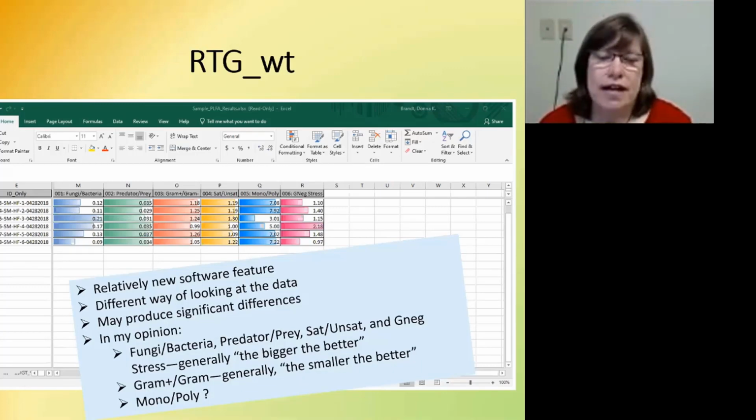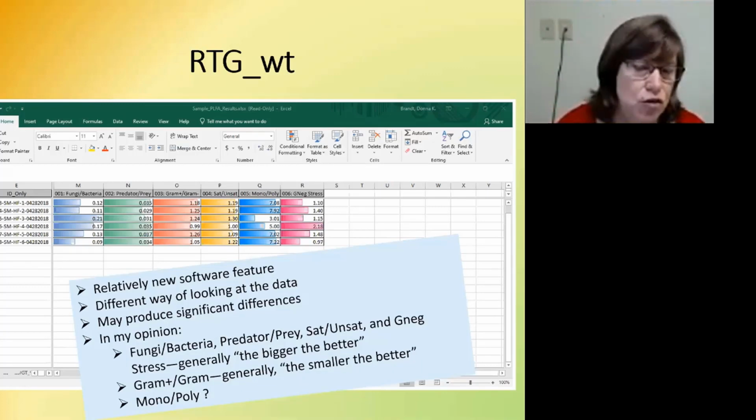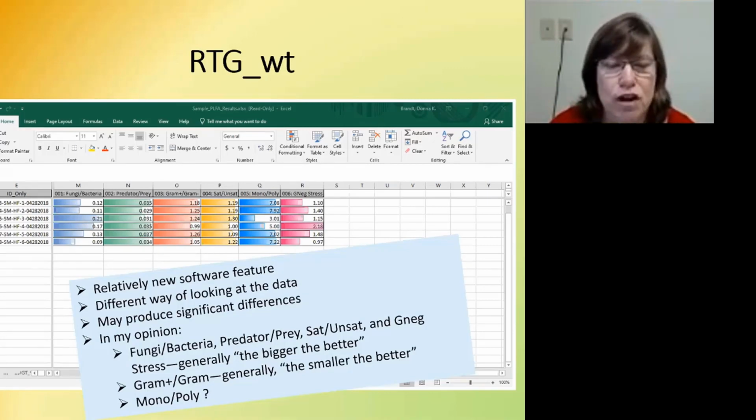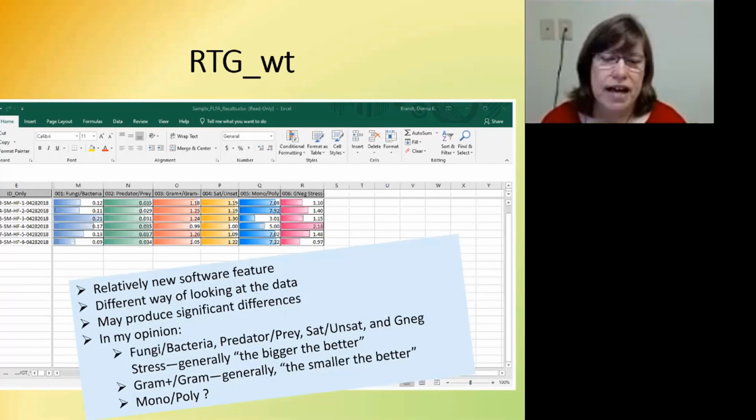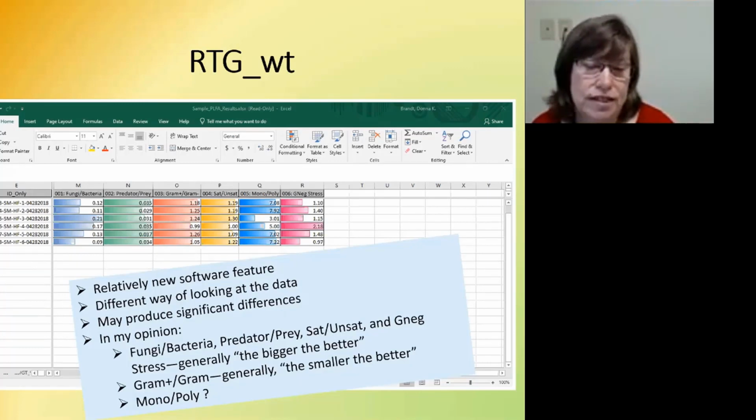So this is a relatively new piece of the software. We've just had it the last couple years. It's a different way of looking at the data. It may produce significant differences that you didn't see before.